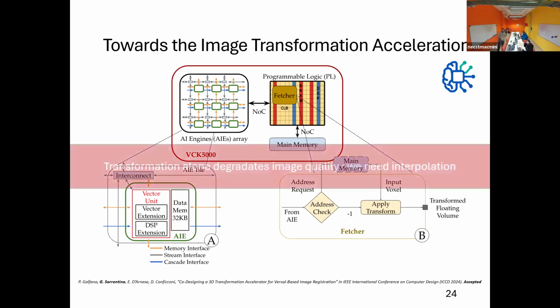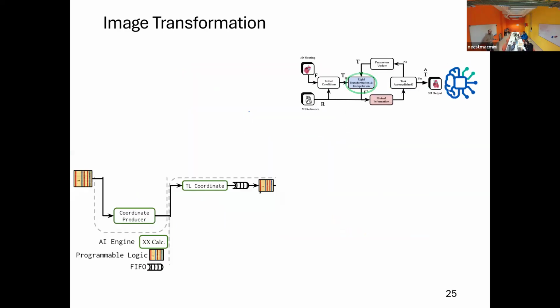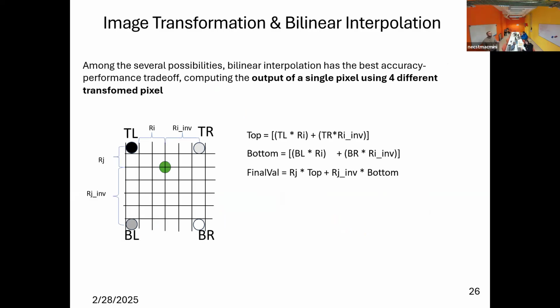This is fine, but the main problem with transformation alone is that it degrades the image quality, thus we need interpolation, which makes the game a bit more tricky. Because if you consider the transformation, and this is exactly the kernel of transformation I presented a few slides ago, we need to apply some sort of interpolation strategy. And I decided to apply linear interpolation, as it represents the best trade-off between computation overhead and accuracy.